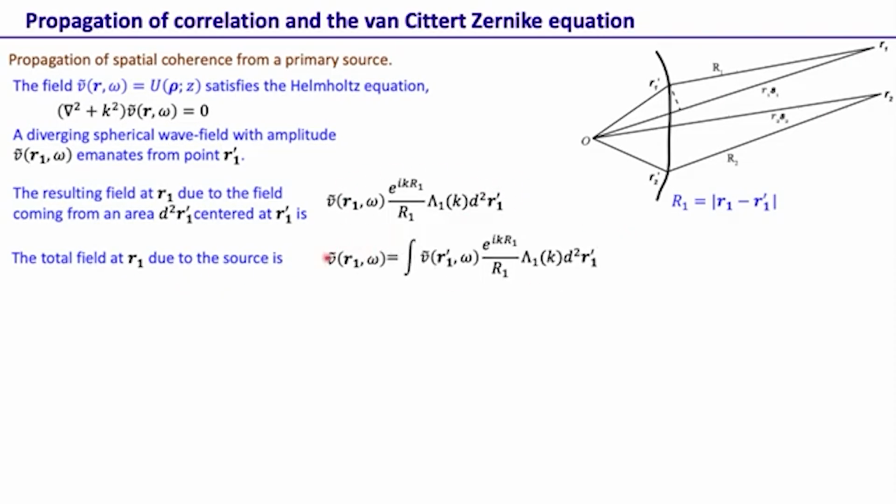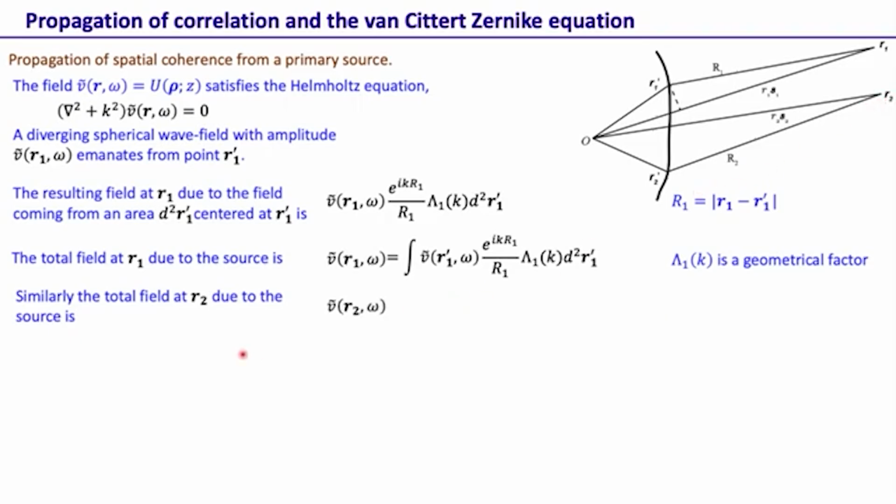So the total field at r1 is just v tilde r1 omega, this quantity, integrated over this whole source. And again, lambda 1k is a geometric factor. Similarly, if we take some other point r2, then the total field at r2 due to the entire source is again a very similar integral. Here we are using r2 prime as a separate variable, because we actually want to multiply this quantity. But this is the same as this integral, except for this factor r2, which is the separation between the variable point that we have chosen, r2, and r2 prime.